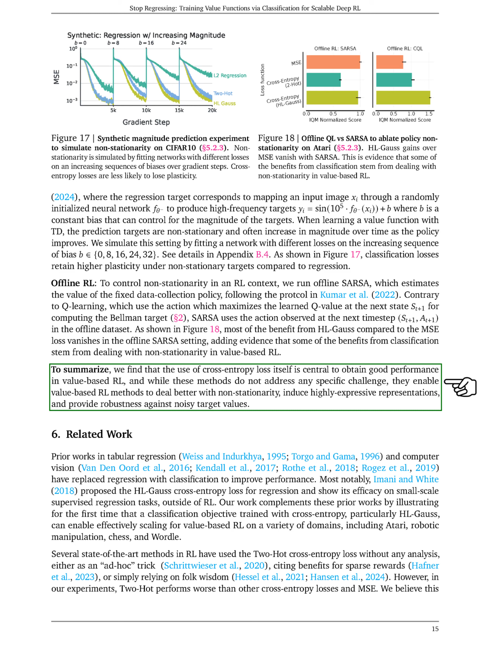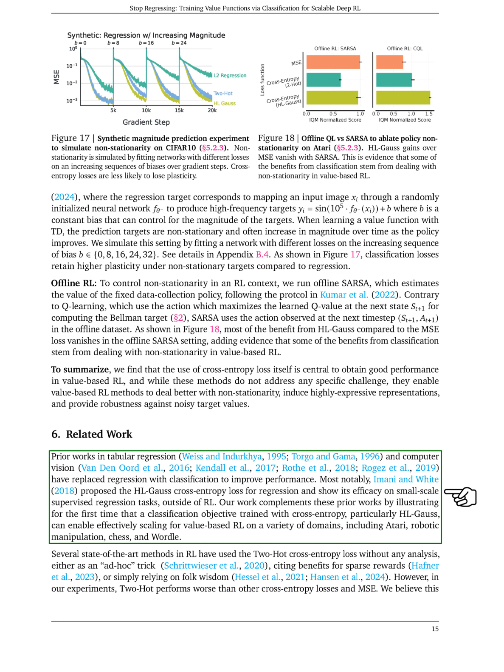Section: Related work. In this section, we delve into the existing literature that intersects with our study. Previous research in areas such as tabular regression and computer vision has shown a trend of substituting regression tasks with classification to enhance performance. A notable contribution in this realm introduced the HL-Gauss cross-entropy loss for regression, demonstrating its effectiveness in small-scale supervised regression tasks outside of reinforcement learning, RL.